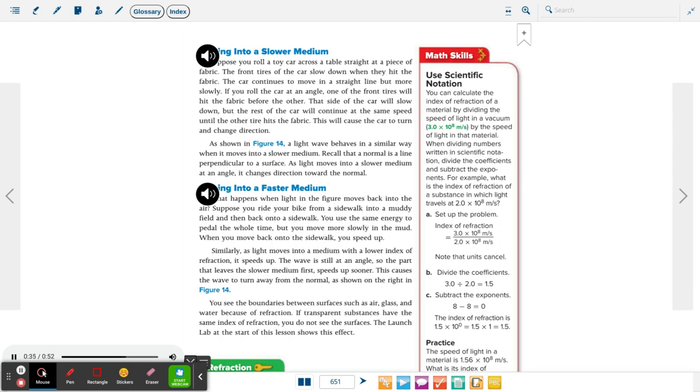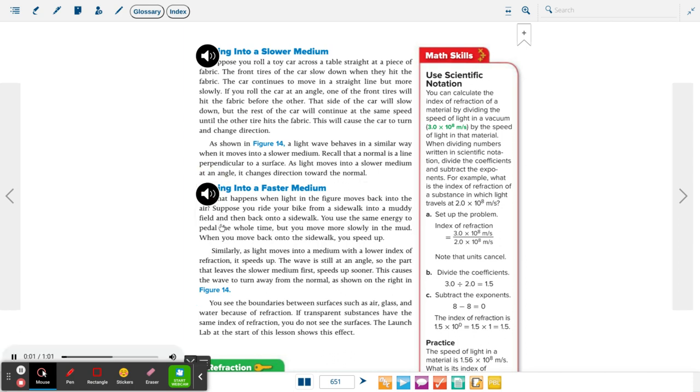As shown in Figure 14, a light wave behaves in a similar way when it moves into a slower medium. Recall that a normal is a line perpendicular to a surface. As light moves into a slower medium at an angle, it changes direction toward the normal.